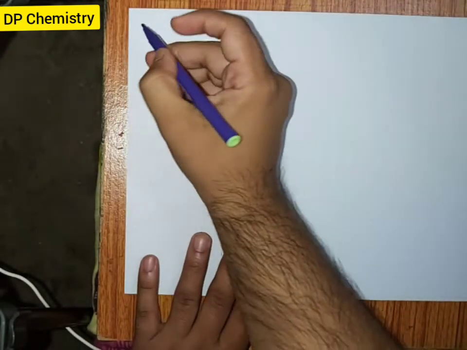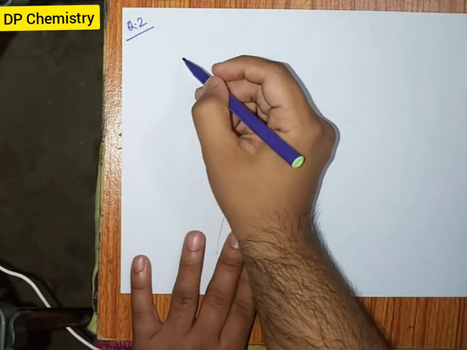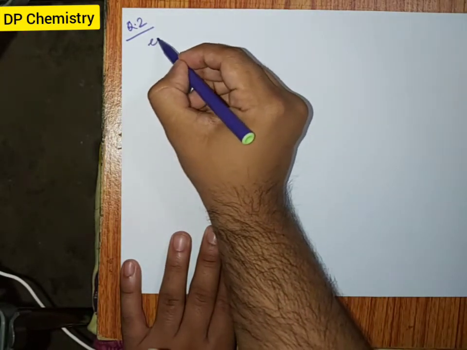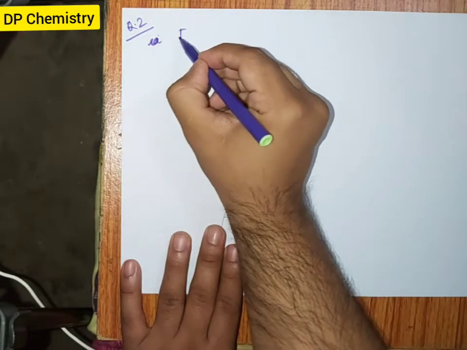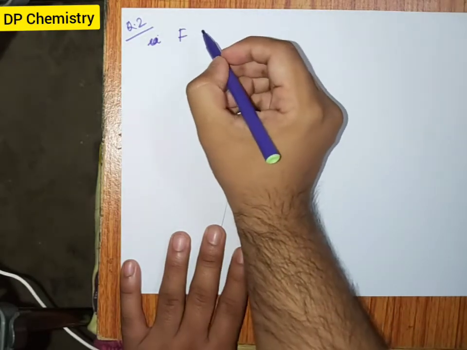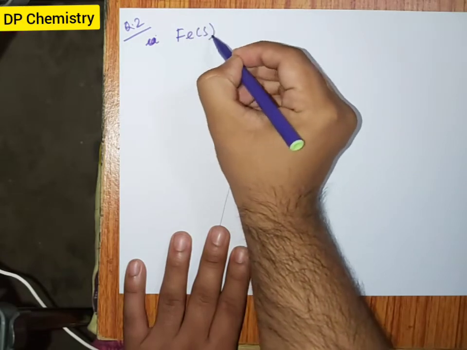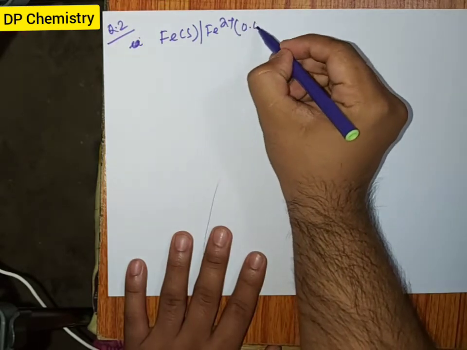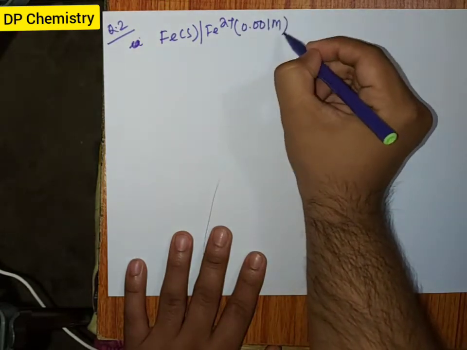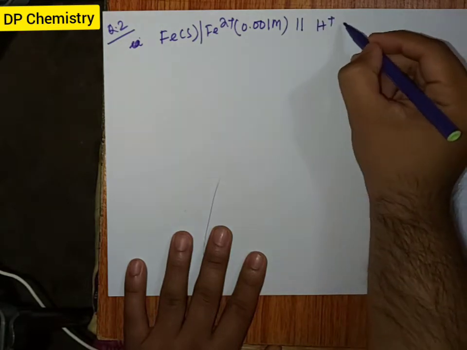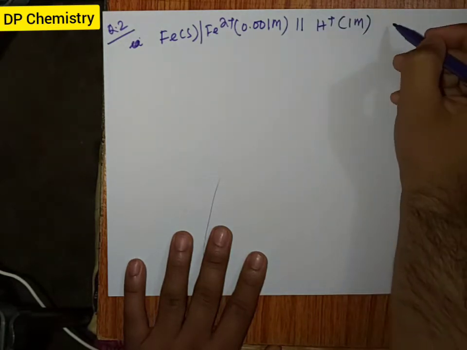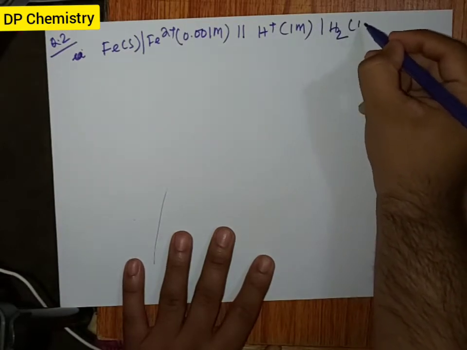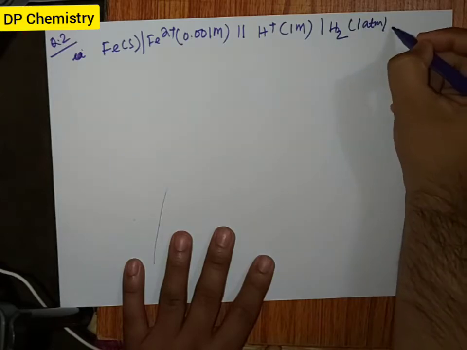So I have a question for you. This is question number 2. Try to solve it at home. We have been given a cell representation: Fe | Fe2+ (0.001 molar) || H+ (1 molar) | H2 (1 atm) | Pt.